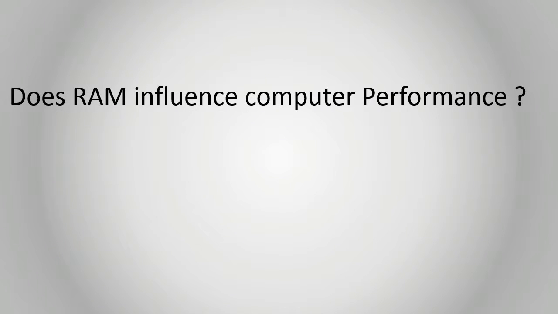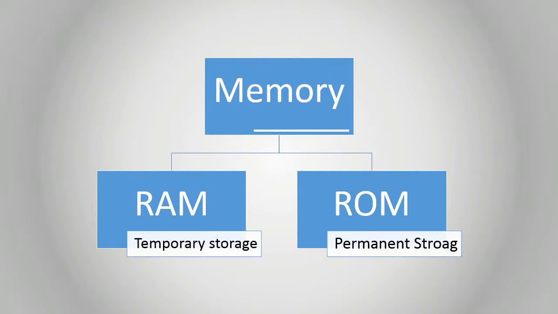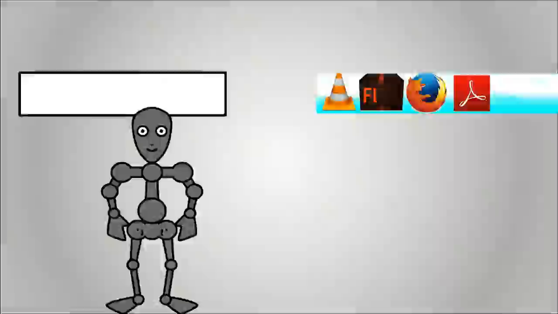Does RAM influence computer performance? No, I think not, but it depends on system condition. It is true that more RAM means quicker response. Memory can be classified into two types, RAM and ROM. RAM is for temporary storage; ROM stores the OS and different application installation files.